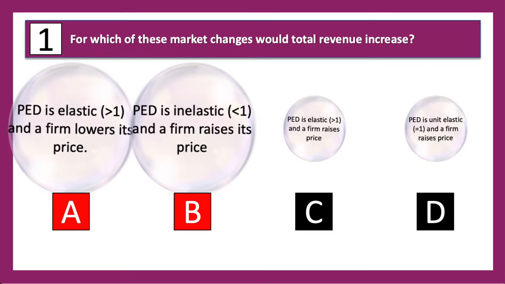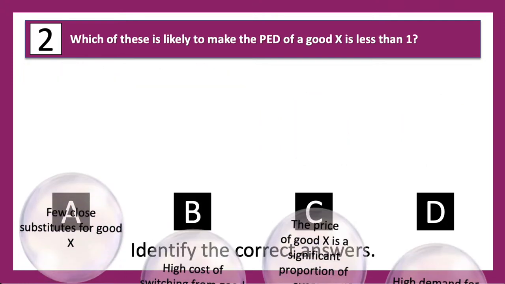And B's also right. If it's price inelastic, the coefficient is less than one. A good example there, if a firm raises price by, let's say, 20%, that might only see a 4% fall in demand, giving a 0.2 coefficient of elasticity. When demand is price inelastic, if you want to raise your revenue, you increase your price. So A and B are the correct answers there.